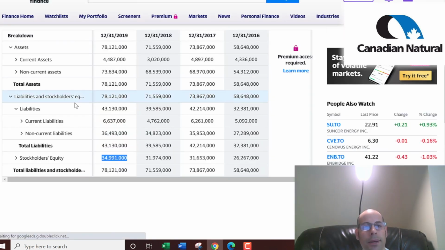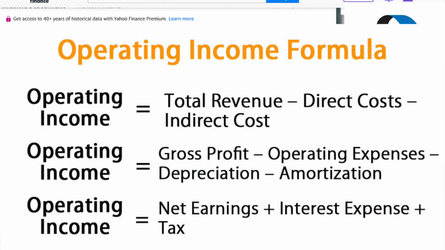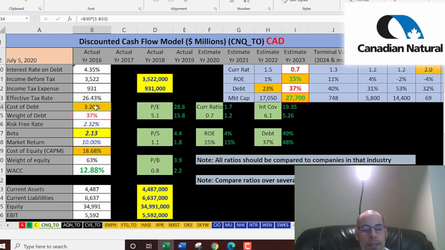And EBIT is earnings before interest and taxes. On the income statement, they call that operating income, $5.6 billion. So their cost of debt is 3.2%, and they have 37% debt in their capital structure. The cost of equity is 18.7%, and to figure that out, we used a capital asset pricing model. And they have 63% equity in their capital structure.